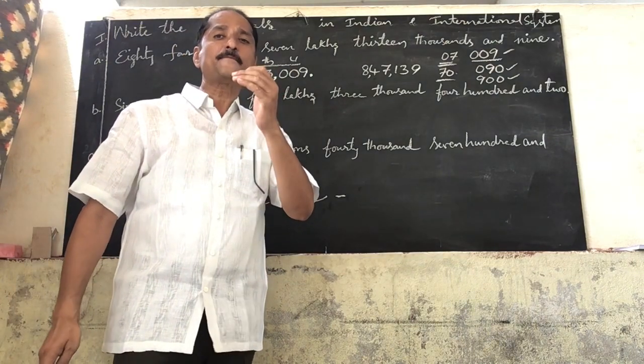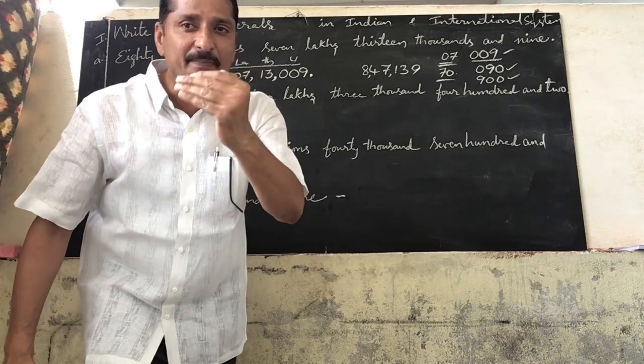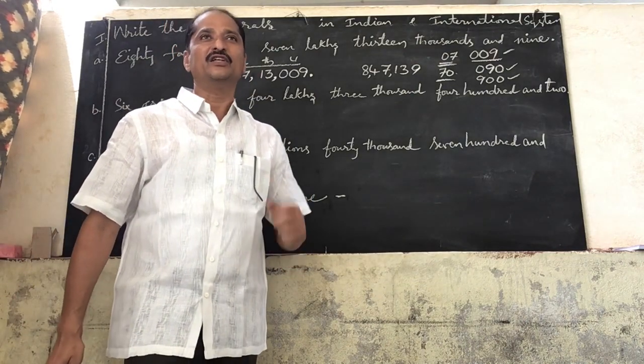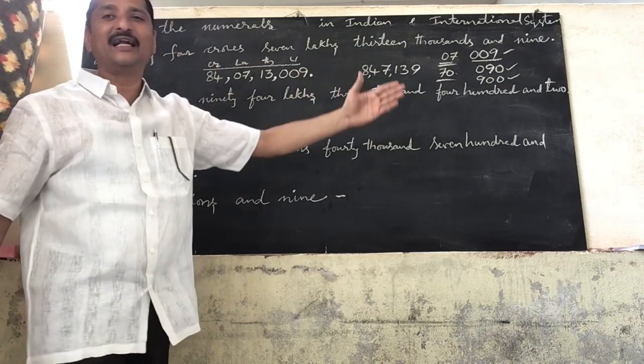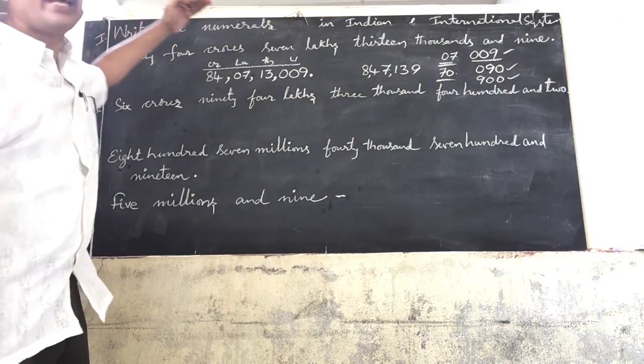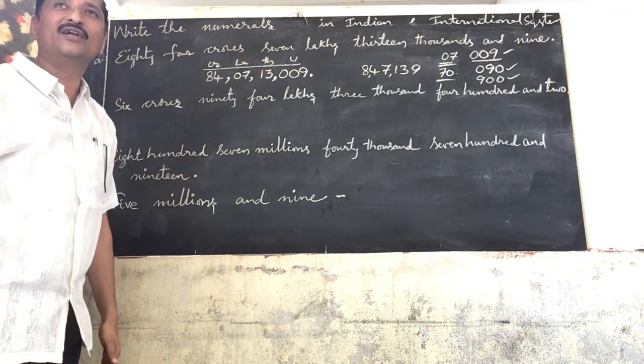How many places are there in each period, you have to remember carefully. So if you remember how many places are there in each period, then easily you can write down the numeral. And this is the easiest method to write down the numeral.